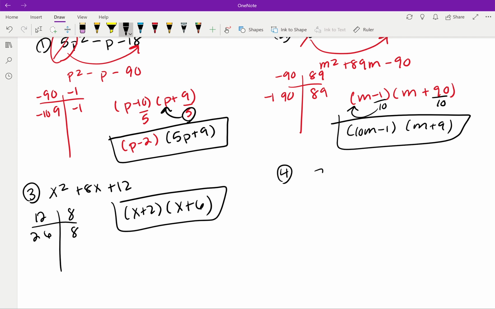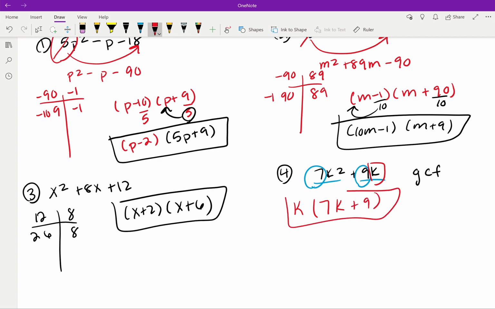Number 4, I have 7k squared plus 9k. This was a GCF problem, so I have to factor out what they both have in common. So looking at each term, there's a 7 and a 9. There's nothing that divides into both 7 and 9, so there's no number I can take out. And then there's a k squared and a k. And remember, I always take out the smallest one, which is going to be k. So I have k. Then I divide. So I bring down that 7. K squared divided by k is the same as saying 2 minus 1, which is just k. And then I bring down that 9, and then k divided by k cancels out, so this is my answer.